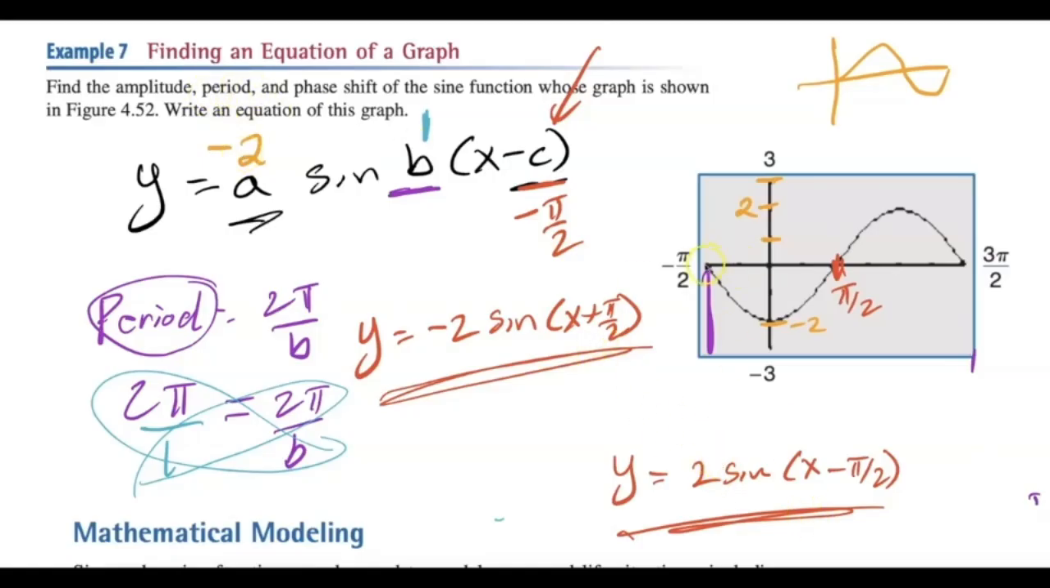If we start right there, it makes it a negative sine graph, but you shifted left pi over 2. If you start right here in the middle, it's a positive sine graph, but you shifted right pi over 2 to negative pi over 2.